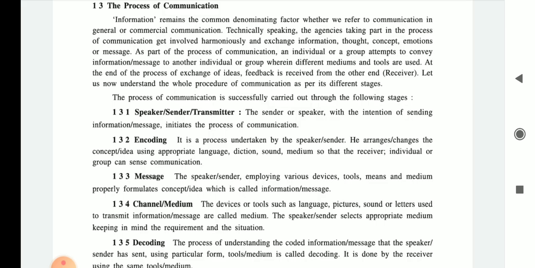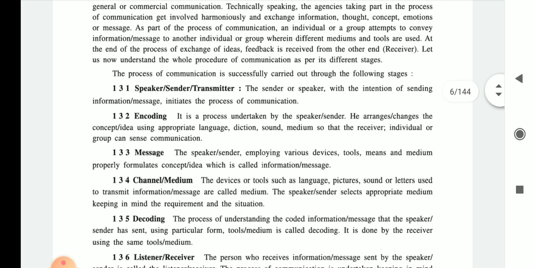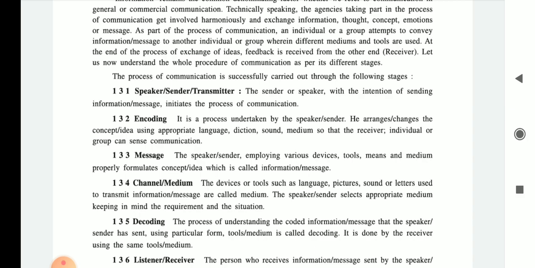As part of the process of communication, an individual or a group attempts to convey the information or message to an individual or to a group, wherein different mediums and tools are used. If you have to keep in touch with the group as well as the individual, at that time you have sufficient data, that is information, through which you can stay tuned for the updation of the market. And so many tools like messages, messenger, all these concepts are used to stay tuned in the market.